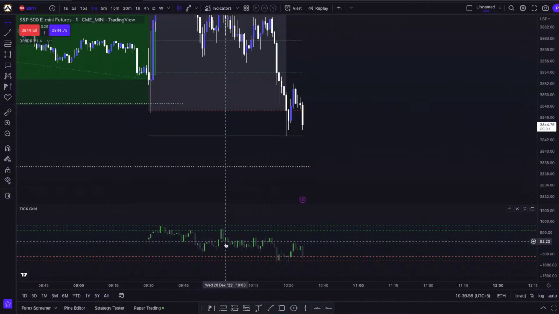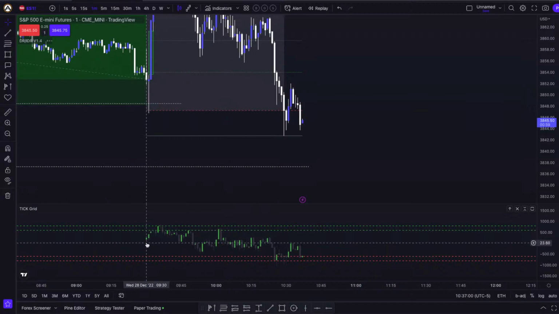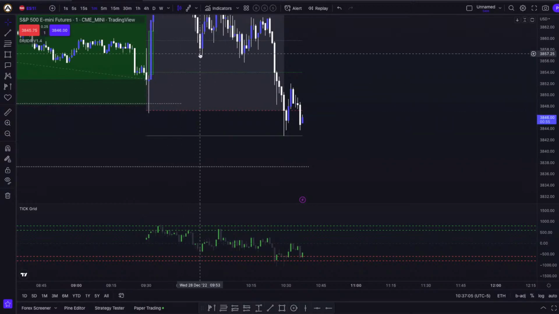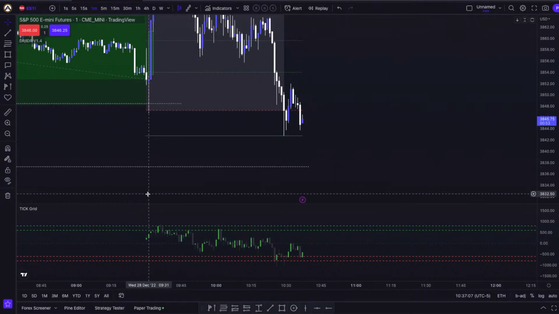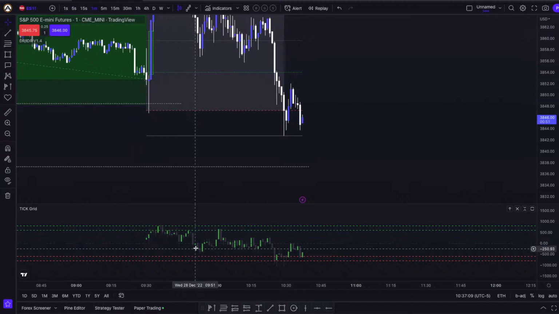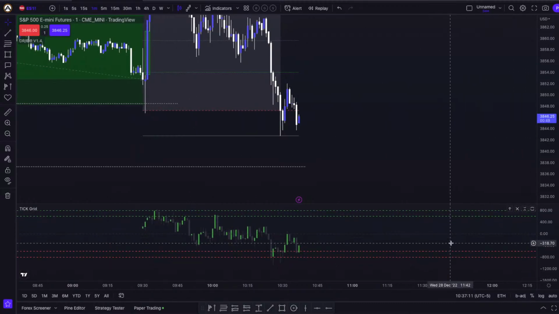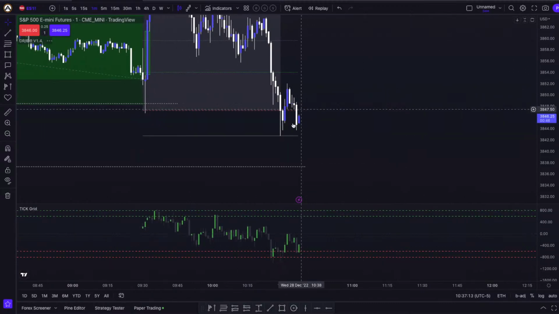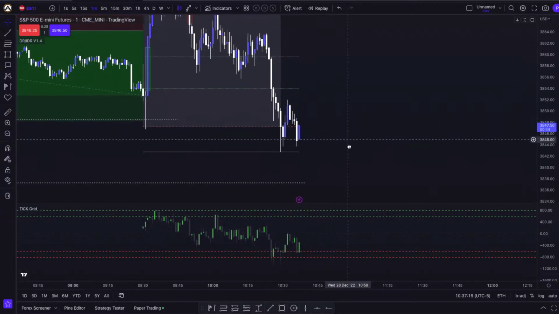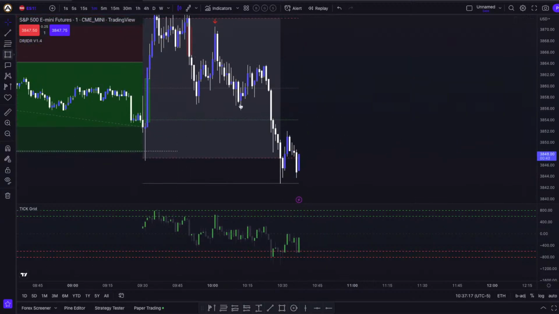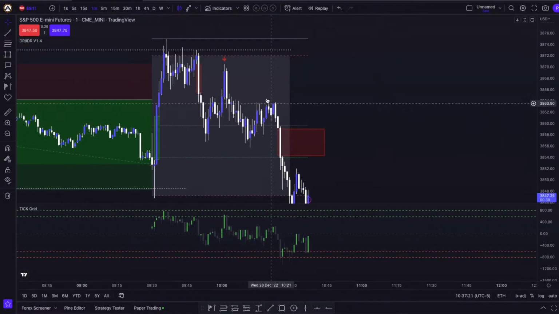Let's check the tick grid for divergences right here. So we continued forming lower lows. We had a minor divergence between this low and this low, with this low and this low right here on the tick grid. But as of right now, I'd say we're all good to continue a little bit further to the downside. We will see. Maybe we fill in one of these fair value gaps here to the upside.